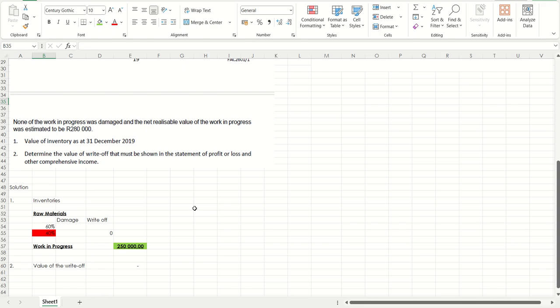So in our case, we're only dealing with inventory here, which will be sitting under current assets in our statement of financial position. But they're not asking us to compile a whole statement of financial position. It's just this aspect here that they want us to value.